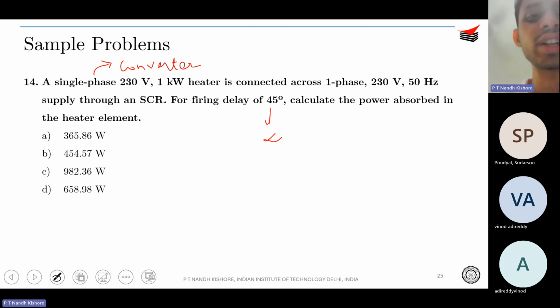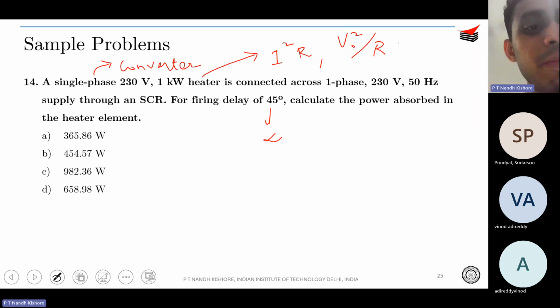So one thing is, any talk about a heating element means that there is a resistor inside it. Therefore the power can be given as I square R if you calculate I, or even simpler, you just calculate what your V naught is. Therefore, the power is V naught square over R. Okay, so they have given you the power. Therefore, P is given to you, correct? You can always find out what your R value is over here.